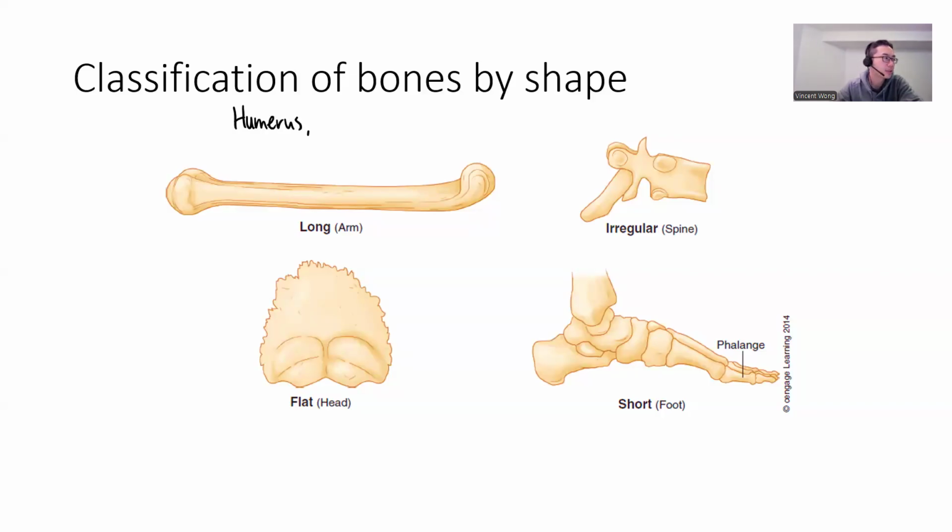Anybody have other examples? Yep, femur, good. Maybe 2 more. Ulna, good. Fibula, excellent. Yeah, phalanges are short. I know it's still kind of rectangular, but they are short in that regard.